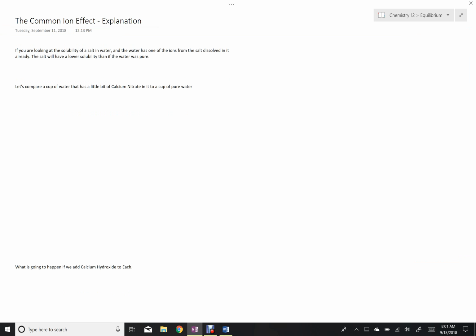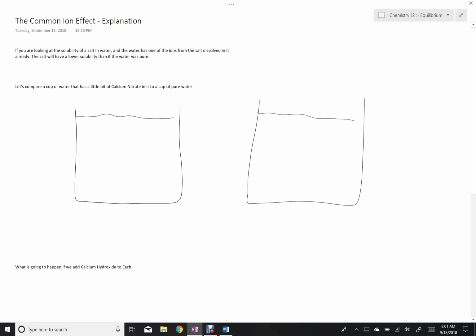if you try to dissolve that salt in pure water, a certain amount of it will be able to dissolve. If you try to dissolve it in water that already contains one of the ions in the salt, the overall solubility of that salt will be decreased. So let's say, for example, we had a thing of pure water, and we had another thing where we already have some calcium nitrate dissolved in that water.